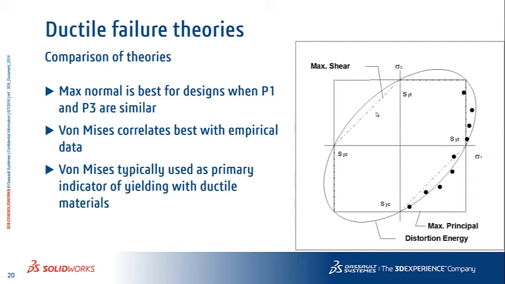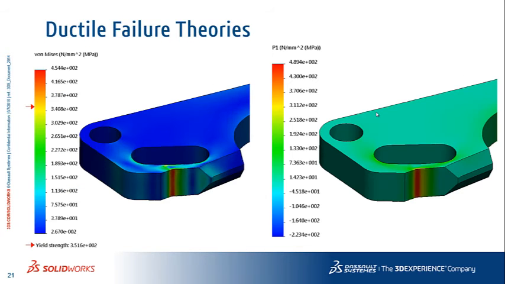And I would say, again, von Mises is probably one of the primary indicators of when yielding is going to occur in ductile materials. So that's the one that I use probably most often. But just be aware the other ones are out there. There are certain specs that call for utilization of those different theories.